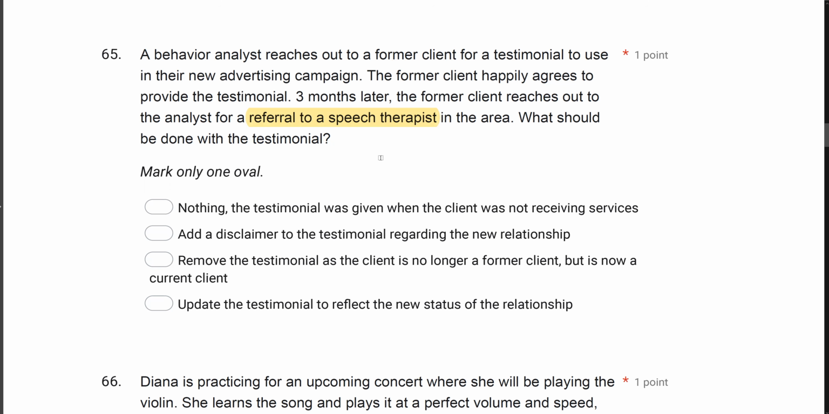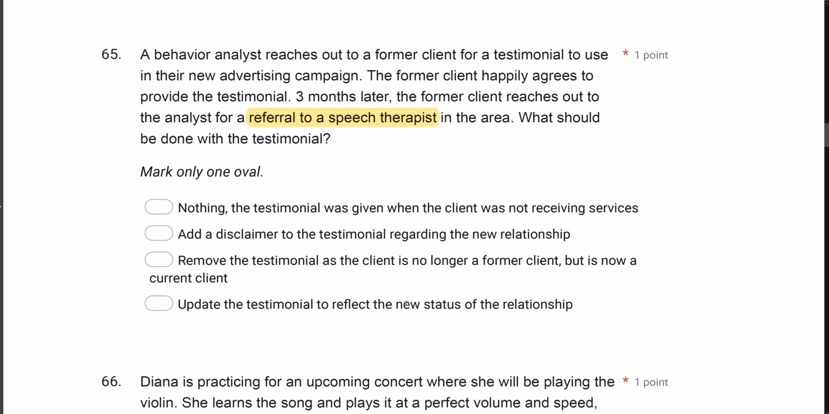C, remove the testimonial as the client is no longer a former client, but is now a current client. Again, not true. They're not a current client. They're still a former client. The analyst has simply given them a referral, right? And so you can keep that testimonial as long as they don't become a current client.